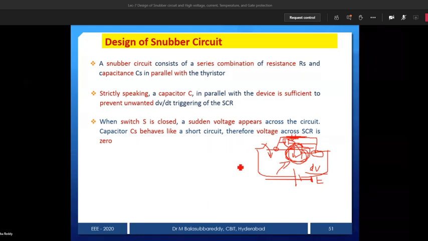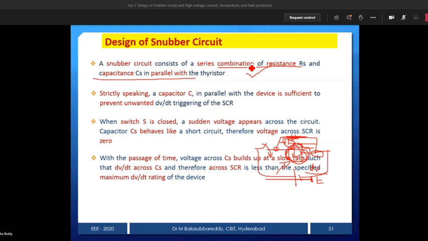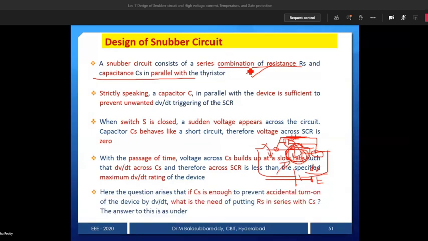To overcome that, I am connecting a series combination of resistor and capacitor in parallel with it, though only a capacitor is sufficient. Why we connect a resistor is another question, which we'll see. Then the same explanation: as time passes, the capacitor builds up the voltage slowly, and that voltage is across the SCR. So that value is automatically less than the dv by dt limit.